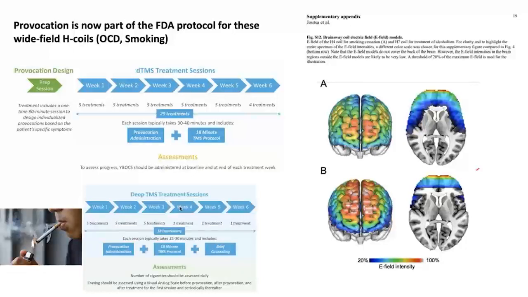So that's pretty cool, as Dr. Fox is going to tell you about probably in a bit. When we look at these coils, in both of these FDA pivotal trials, they used wide field H coils.